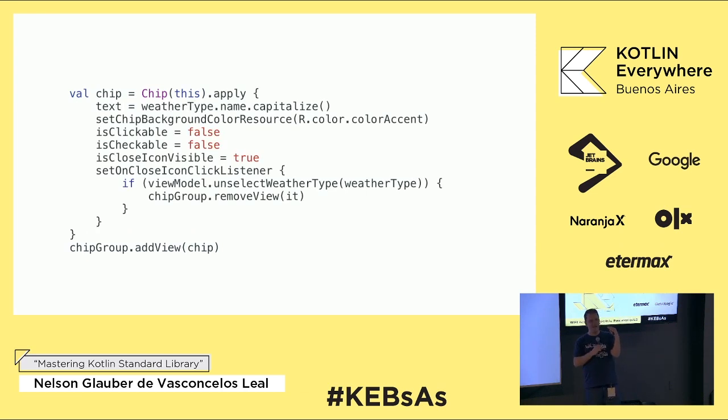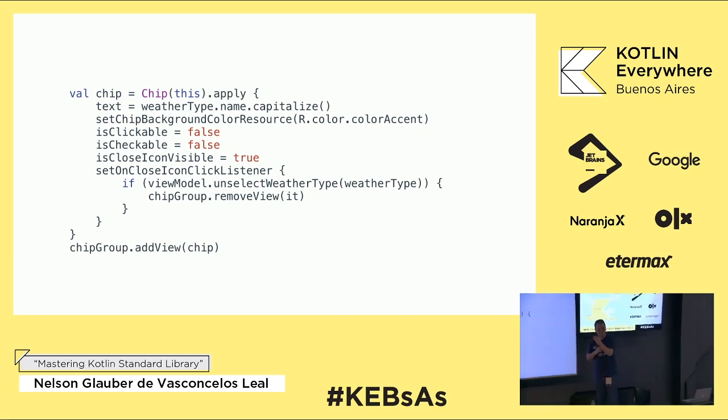So inside of the apply block, because of this, the name is scope functions, because I create a scope for that object. So inside of this block is the object itself. So I'm configuring the object inside of this block. Okay? So after configuring my object, I'm adding it to the chip group. Okay? So apply for initialization.